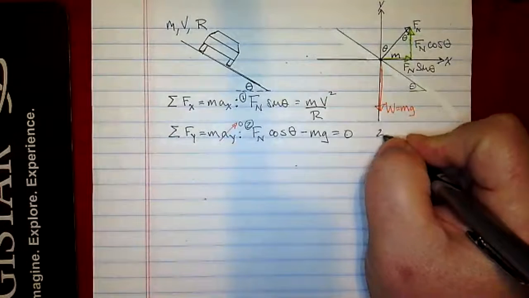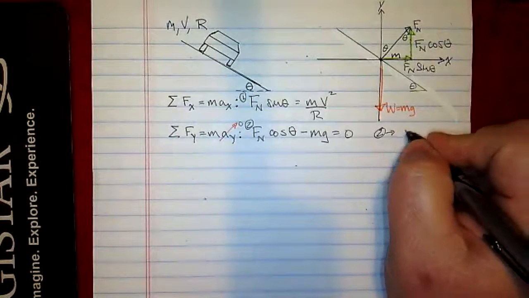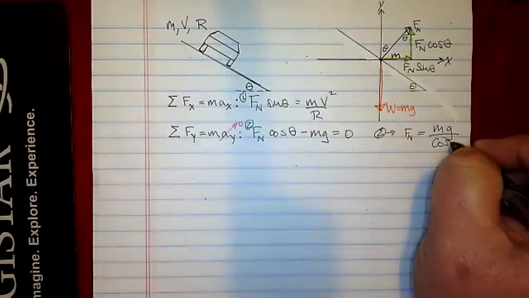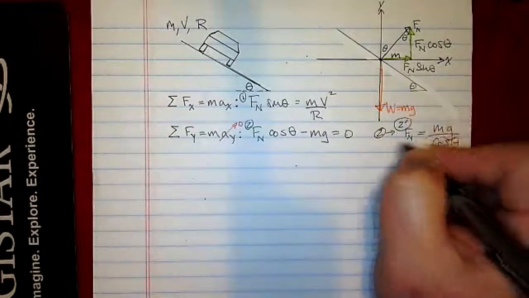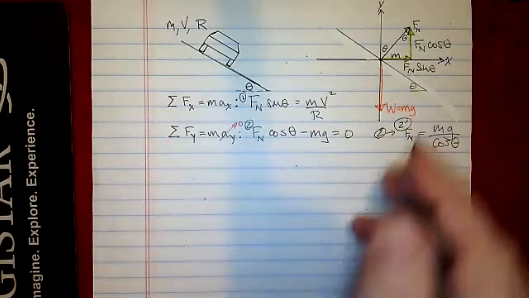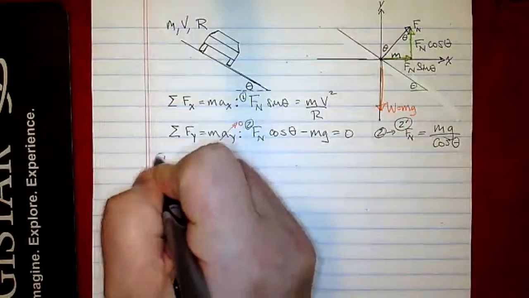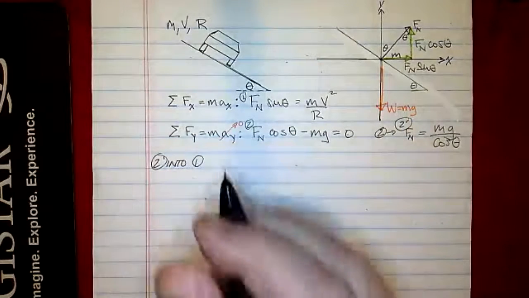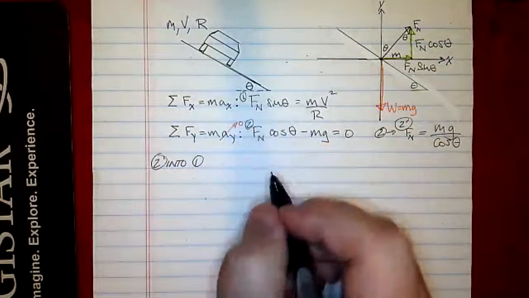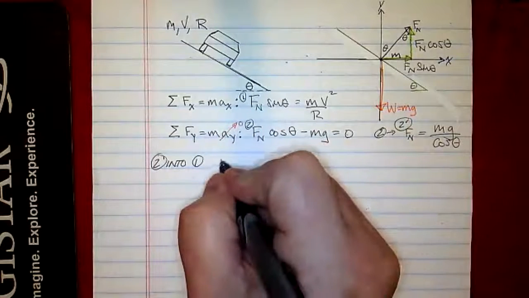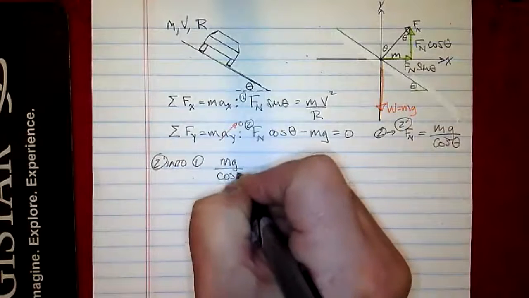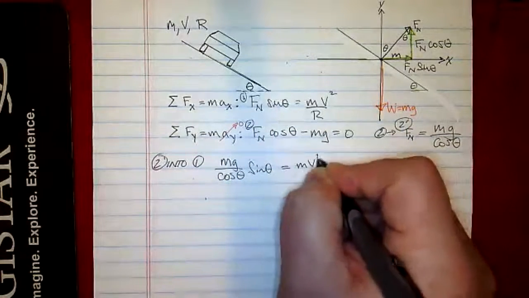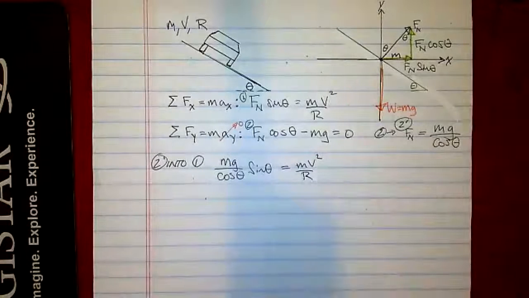From equation 2, I can see that Fn, the normal force, is going to equal mg over cosine of theta, and I'll call that 2 prime because it really just came from equation 2. Now I'm going to plug equation 2 prime into equation 1 so that I can solve for theta. So now equation 1 was Fn sine theta. I'm going to replace that with mg over cosine theta times the sine theta that was already there. That's going to equal mv squared over r.